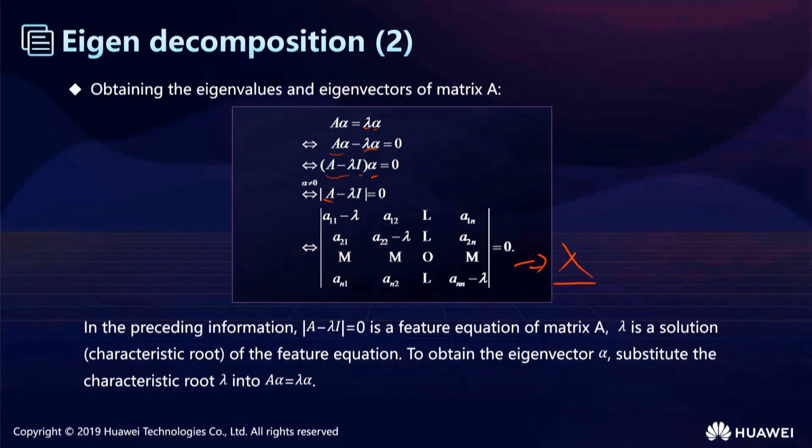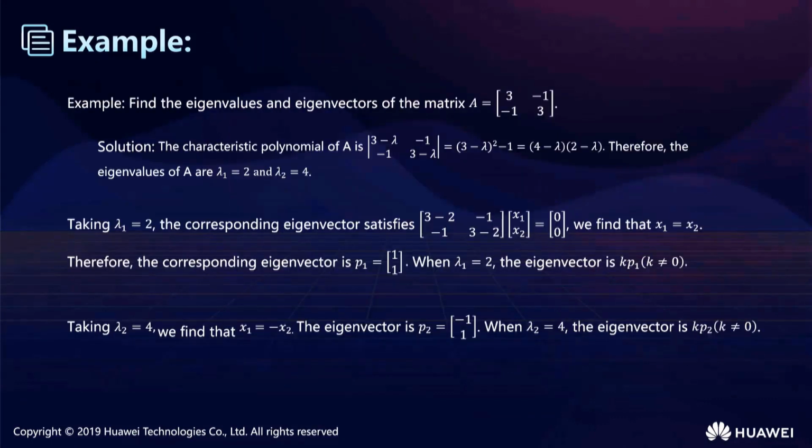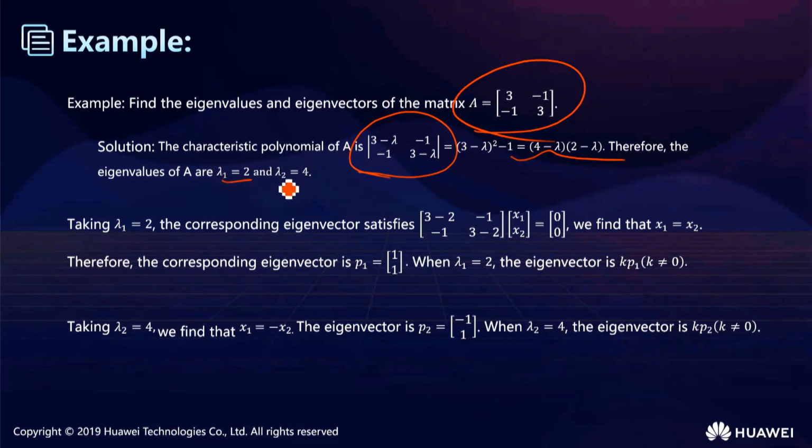Then we use it to calculate lambda. And if we know lambda, then we can get alpha, and calculate what alpha is. Here is an example, and let's finish it together. Here we get the eigen equations, and this gives the matrix, which satisfies A alpha equal to lambda alpha. So the eigenvalues of A, lambda 1 can be 2, and lambda 2 can be 4.